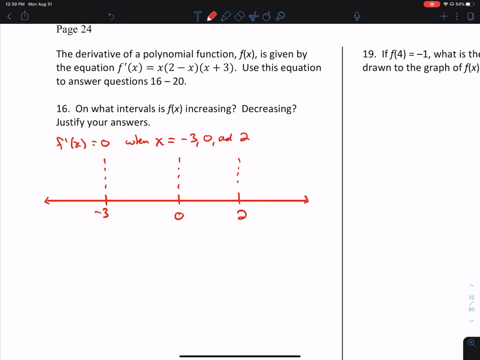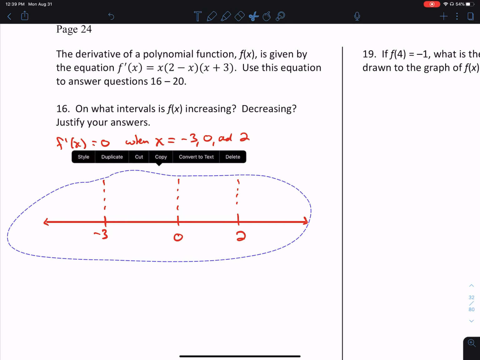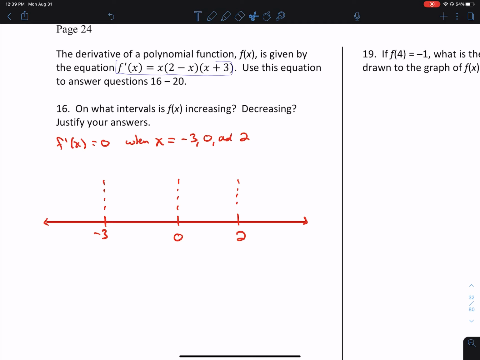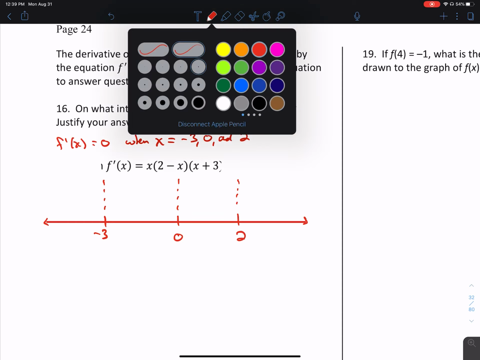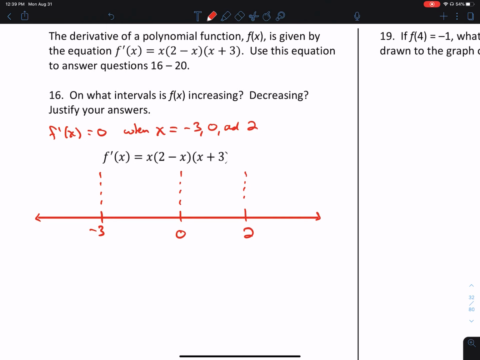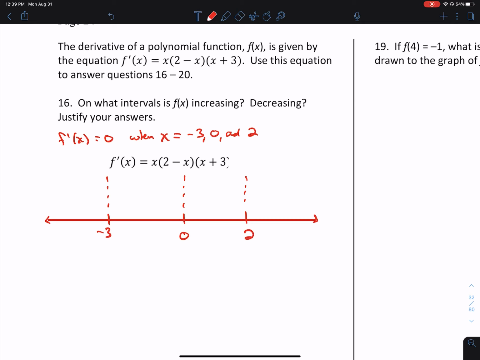Now we need to take this version. Let me get myself a little bit more space here. We need to take this version of f prime, this version meaning the factored version, and we are going to plug test points in on each of these intervals. For example, let's say that we pick a test number of x equals -4, or here we choose x is -1, or x is +1, or x is 100. Pick a test number from each interval, and we plug it in to see if we're going to get a positive or negative result for f prime.